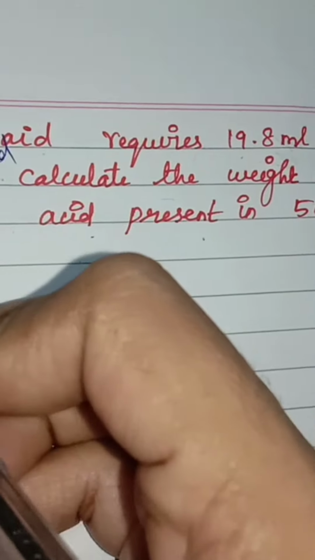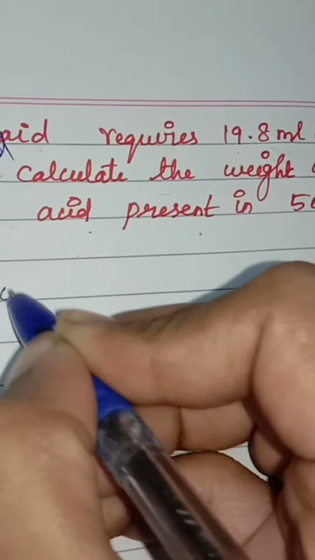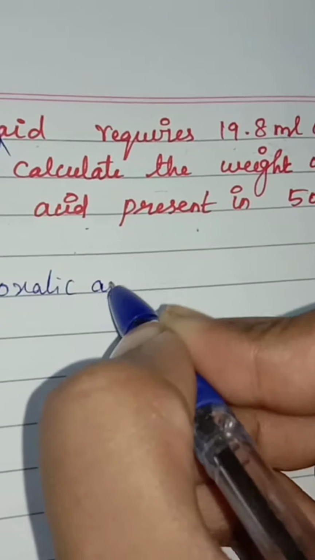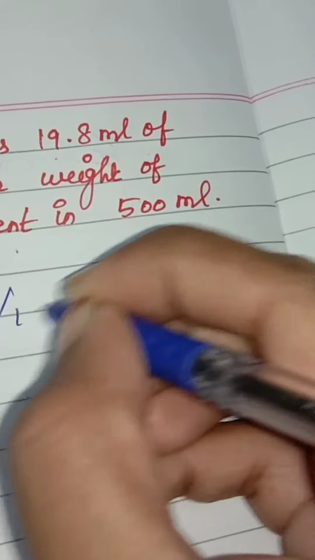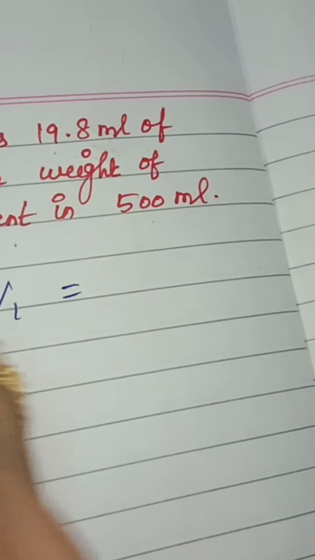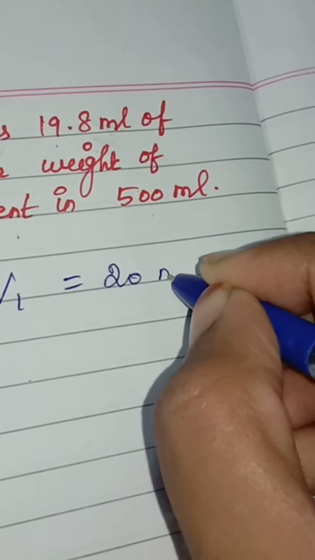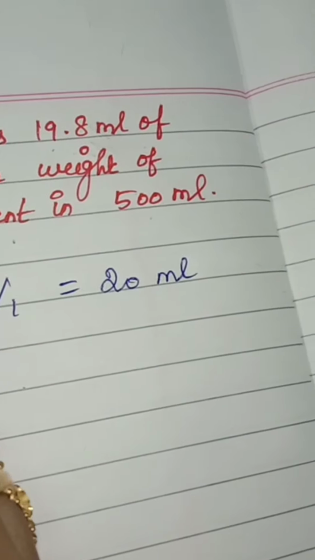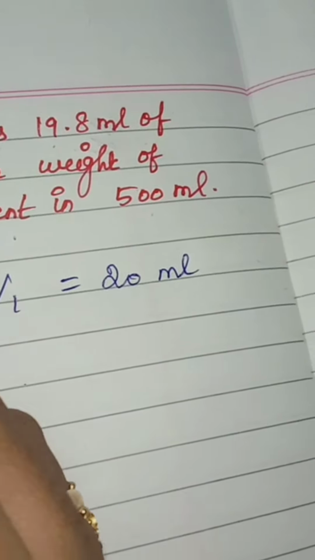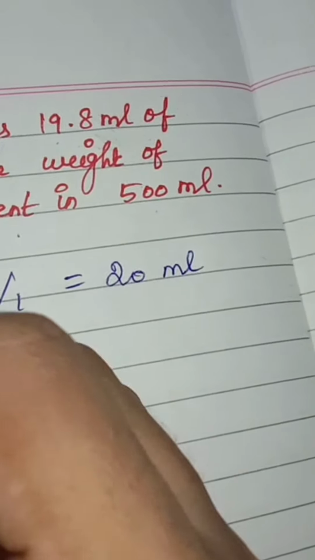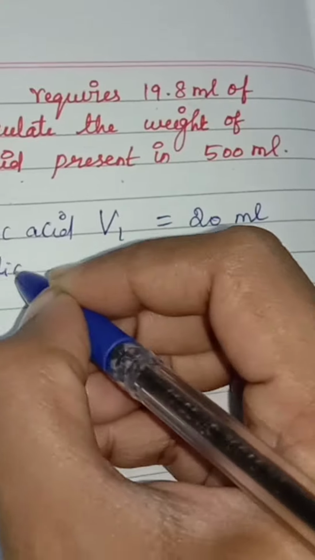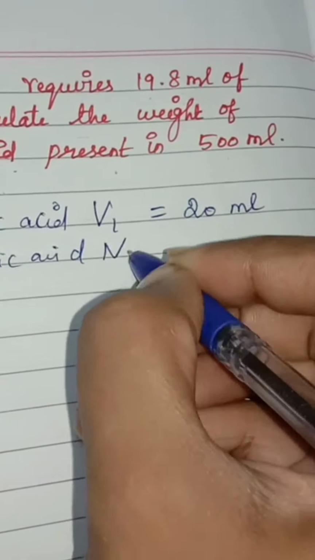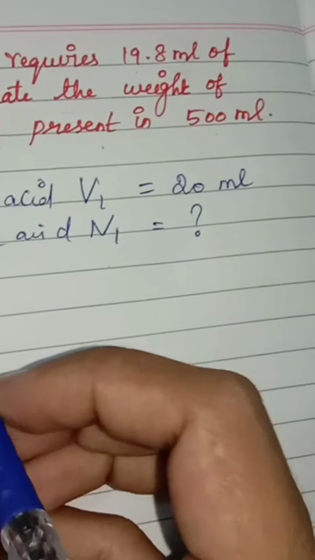Volume of, what is the first solution? Oxalic acid. Volume of oxalic acid, V1, which is equal to how much? 20 ml. Normality of oxalic acid, we don't know. N1 we don't know, so write a question mark.